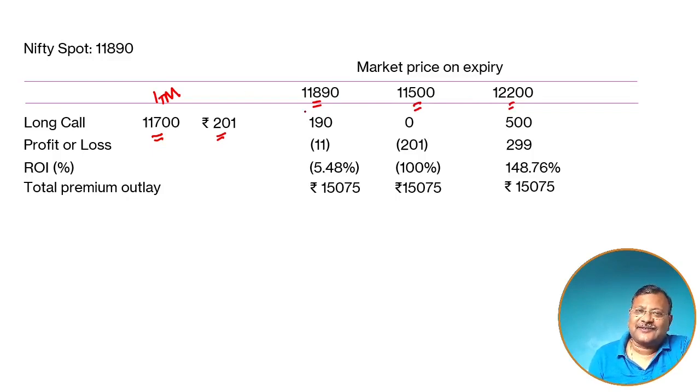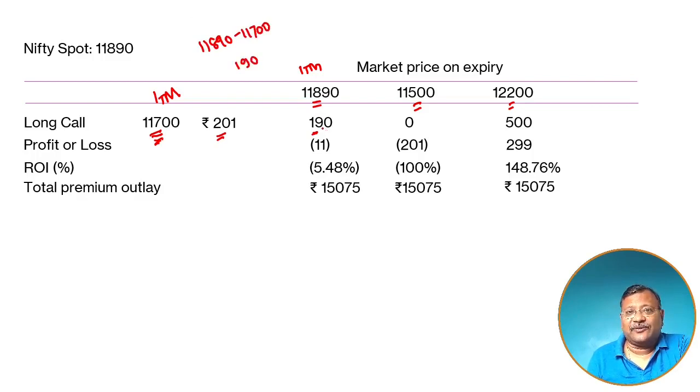Now, let us analyze what happens under each of the three situations. First, if the Nifty ends up at 11,890, remember this guy has got a right to buy at 11,700 and Nifty is 11,890. That means this option is expiring in the money. And therefore, on the last day, it will be trading at the intrinsic value. Now, remember, the intrinsic value is 190. Now, how did we derive this intrinsic value? Right to buy at 11,700 and the market is 11,890. So, 11,890 minus 11,700. That is 190.